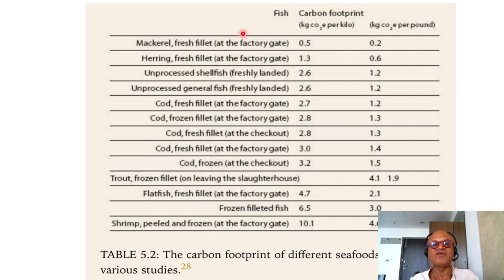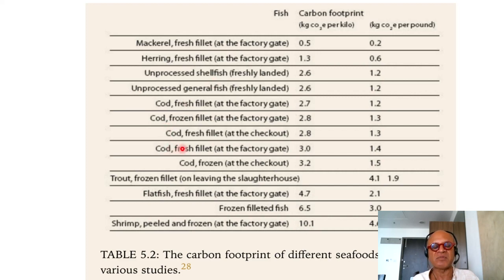So quickly, if you look at various types of fish and their carbon footprints, either in kilogram CO2 equivalent per kilo or per pound. So you have mackerel, fresh fillet, herring. So this is increasing in this order. So I won't read the numbers. You can look at them. Unprocessed shellfish, unprocessed general fish, cod, fresh fillet.